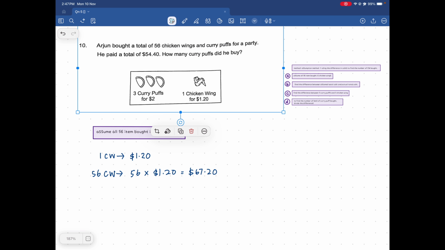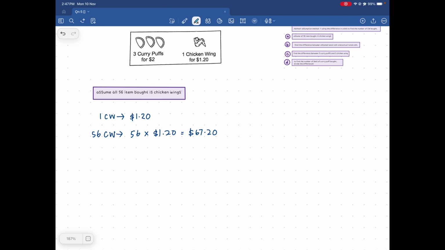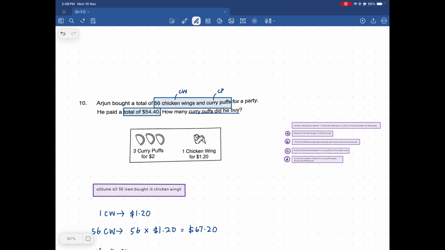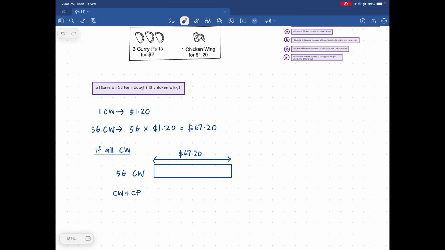So if all chicken wings, so 56 chicken wings, the model will look like that. And this is represented by 67.20. Now, but in actual fact, he didn't pay 67.20. Okay, he actually only paid, let's look at the question, he only paid $54.40. So I'm going to represent that.